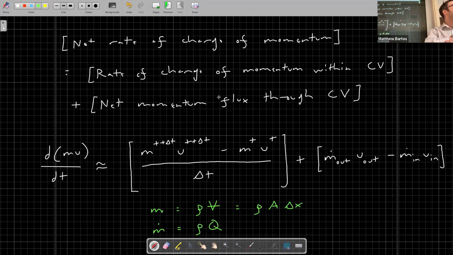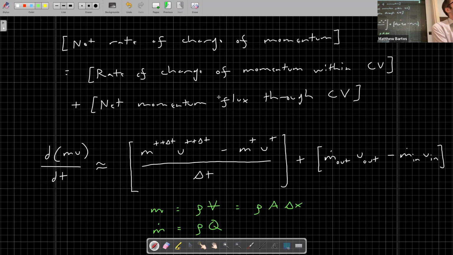I'm just trying to wrap my head around what net momentum flux means. So you can think of momentum as a quantity that can be advected, in the same way that some quantity within the water can also be transported. So basically, momentum is being transported through the fluid volume.